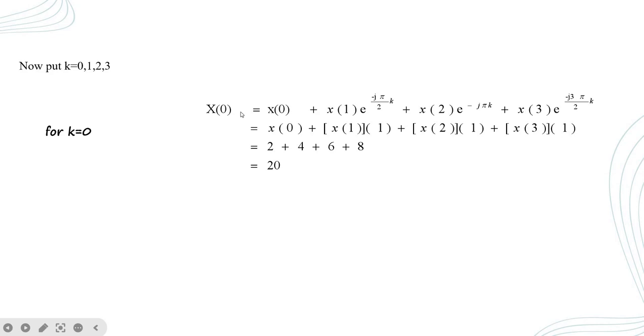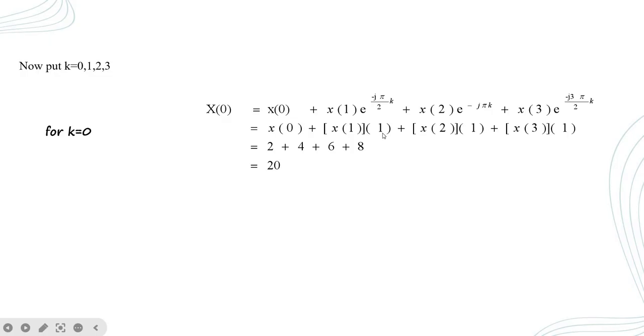So capital X of 0 is equal to small x of 0 plus x of 1 e raised to minus j pi by 2 into k plus x of 2 e raised to minus j pi k plus x of 3 e raised to minus j 3 pi by 2 into k. Now here we have to substitute the value of k. Our value of k here is now 0. x of 0 will be as it is plus x of 1 into e raised to minus j pi by 2 into k. k is now 0. So this term becomes 0.